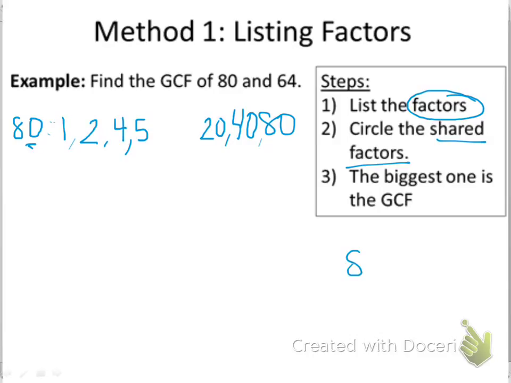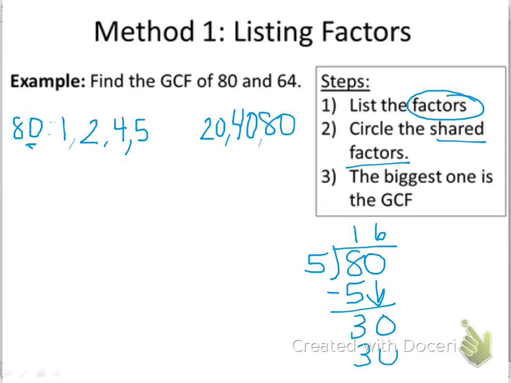Let's do the work over here to see how many times 5 goes into 80. 5 goes into 8 1 time, and 1 times 5 is 5. We subtract that and get a 3, bring down that 0. 5 goes into 30 6 times. 6 times 5 is 30. And we subtract that to get a remainder of 0. So that means that 5 times 16 gives us 80.